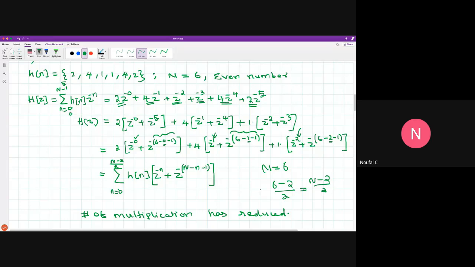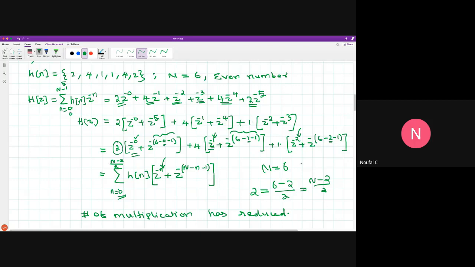So this would be 2. Okay, so what I can do is group these equations in a general form. Instead of running the summation from 0 to n minus 1, I'm running the summation from 0 to capital N minus 2 by 2, that is 0 to 2 in this particular example. Then the coefficient I need to multiply is the value of h of n. Okay, so I'm writing h of n. Then you have z raised to -n, that is the first one.